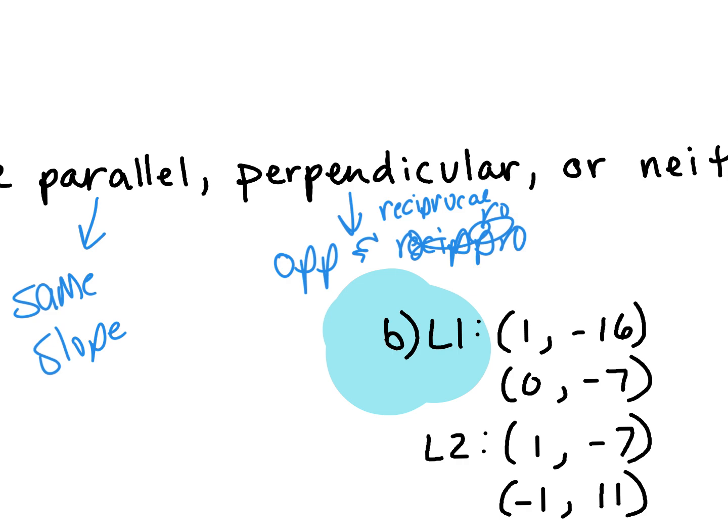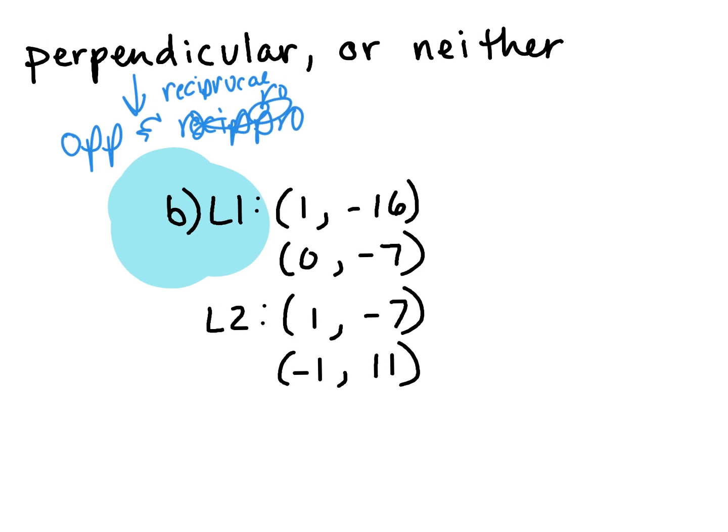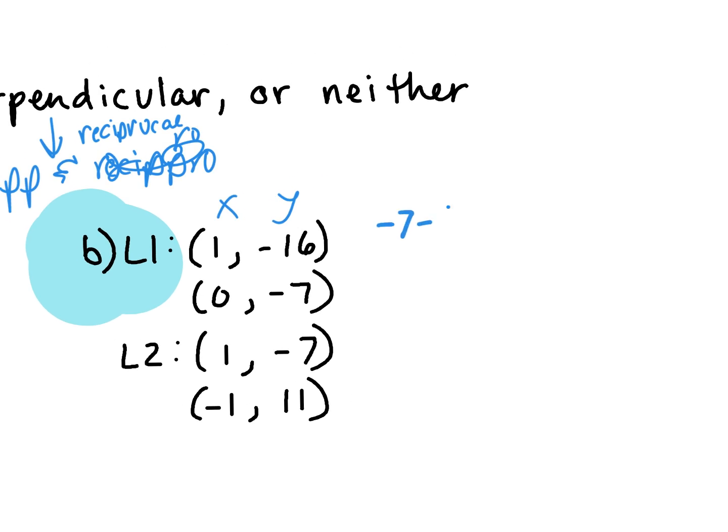So how would I determine if these lines are parallel, perpendicular, or neither? You do the slope. We're going to find the slope. Here's line 1. So my slope, I'm going to say -7 minus a -16. So on the bottom, 0 minus 1. Minus a negative is the same as plus. So I end up with what on top? 9. So 9 over -1.